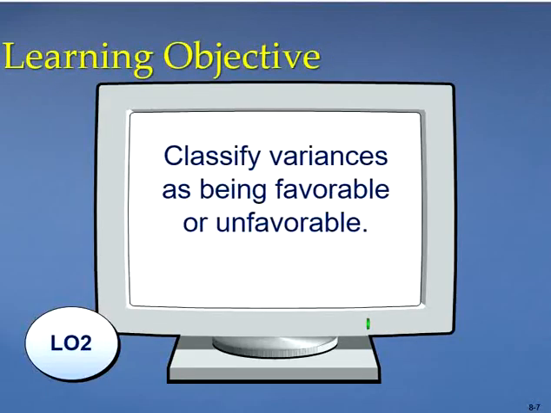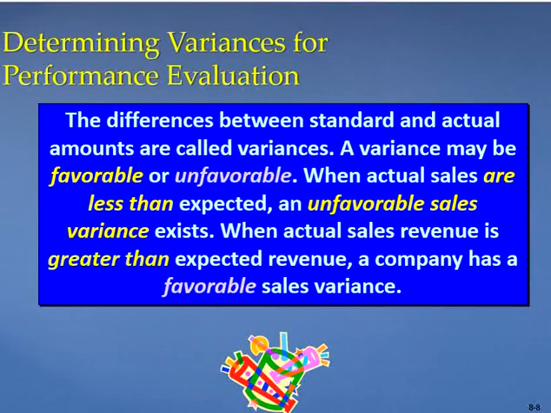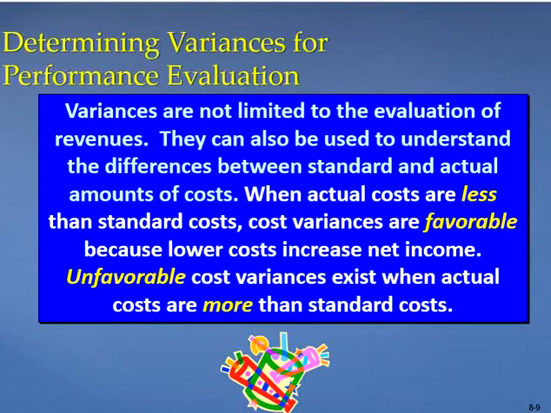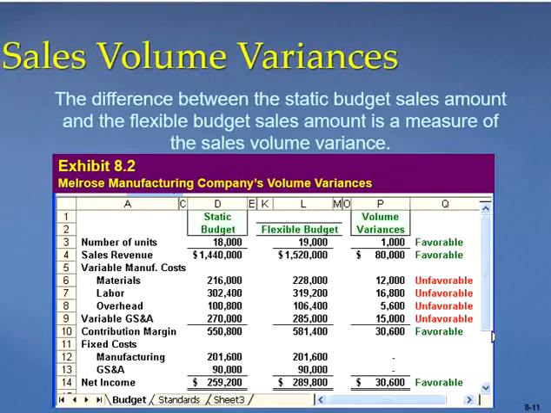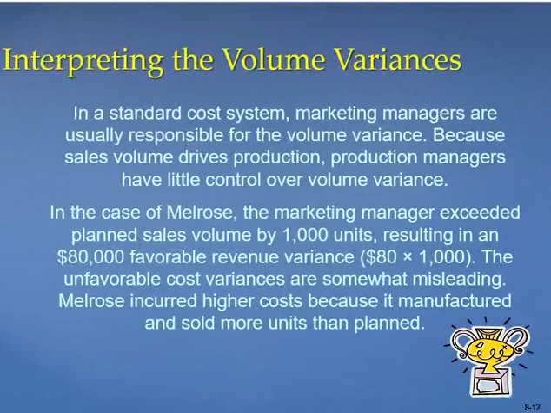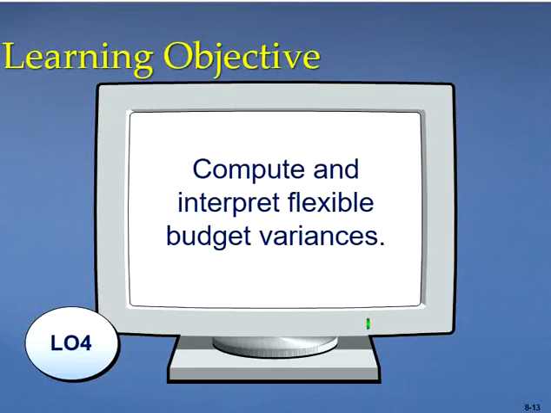What is a variance? We already looked at it yesterday. Whether a variance is favorable or unfavorable, right? In terms of cost as well, we have favorable or unfavorable variances. Just review these slides again, and how we can calculate sales and variable cost volume variances. This is how we calculated sales volume variance. Then how can we interpret the volume variance?